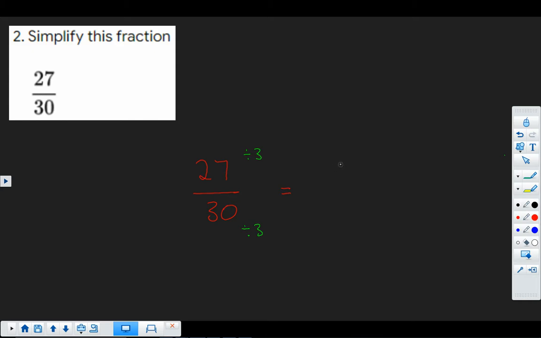27 divided by 3 is 9. 30 divided by 3 is 10. Now nothing goes into both 9 and 10, so we have now done our simplification. So the lesson there is that simplification is more than just dividing by 2. It's finding any common factor of our top and our bottom.